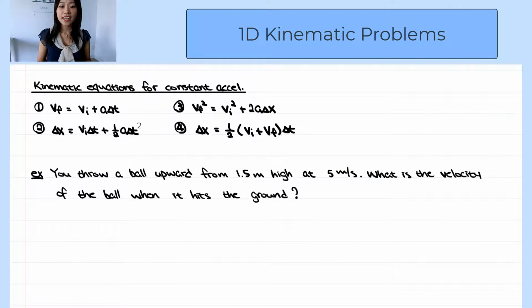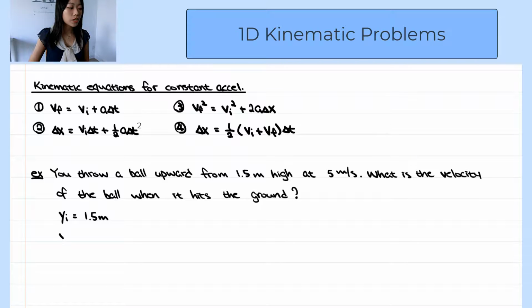Now let's look at the second example. In this example, the motion is vertical. You throw a ball upward from 1.5 meters high at 5 meters per second. What is the velocity of the ball when it hits the ground? First, let's write down the knowns from the question. We know the initial position, yi, is 1.5 meters, since you are throwing the ball from 1.5 meters high.